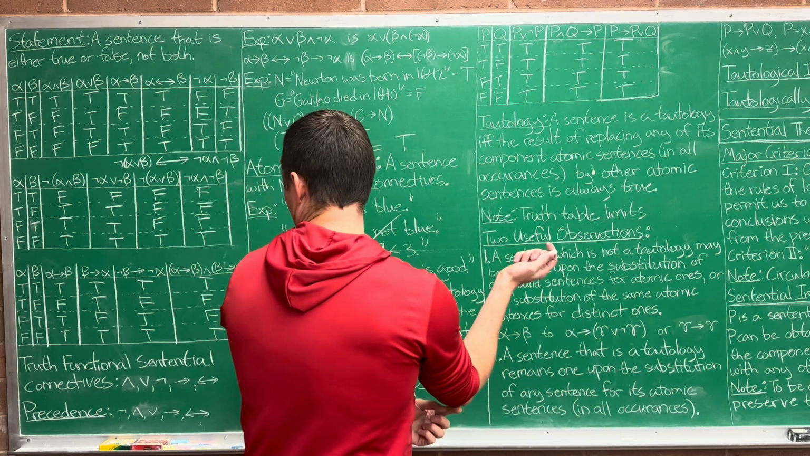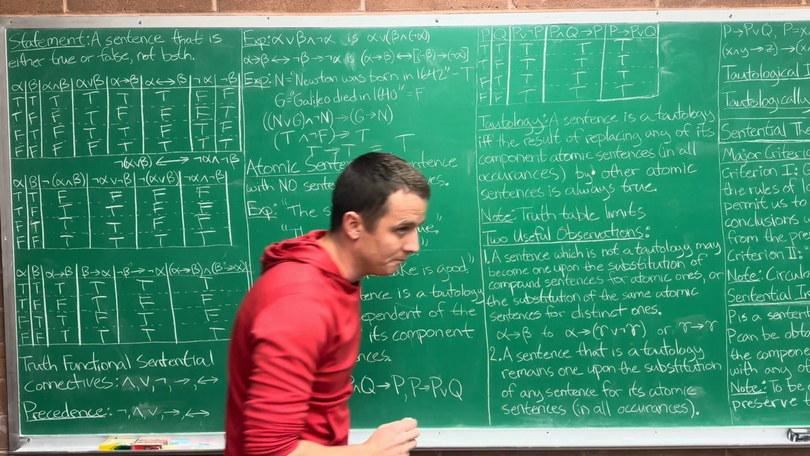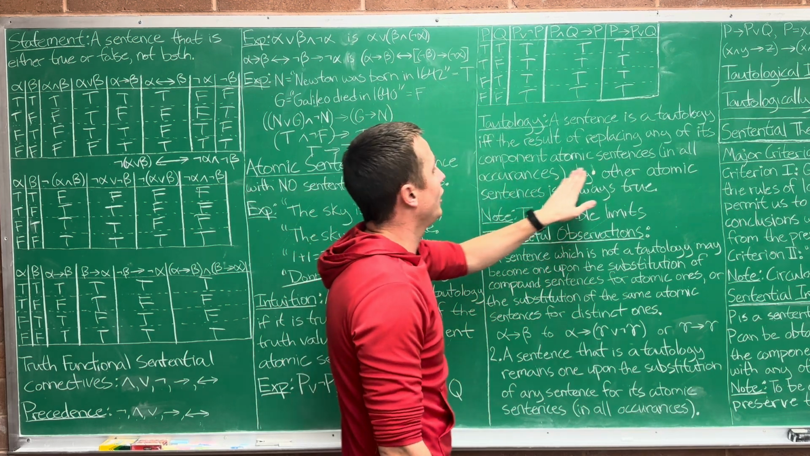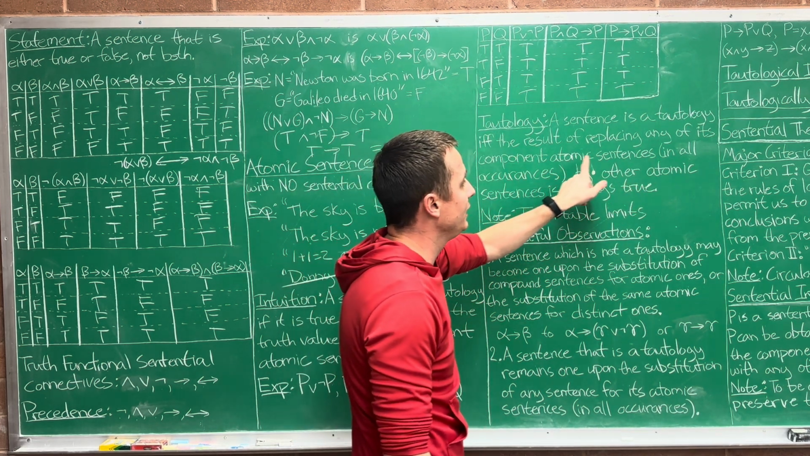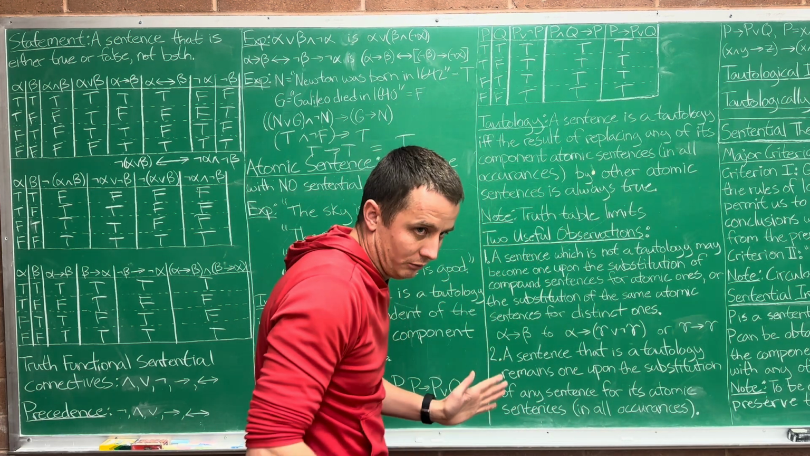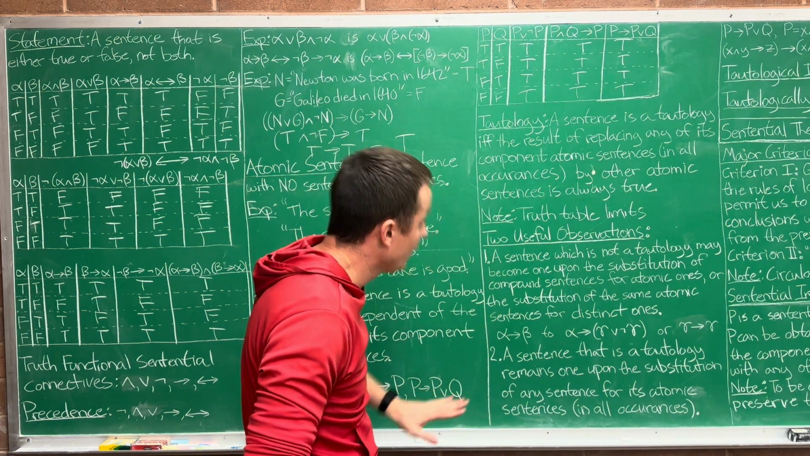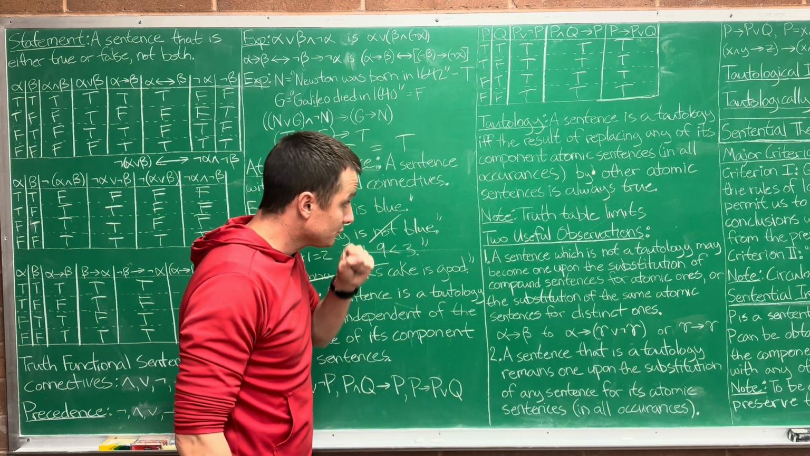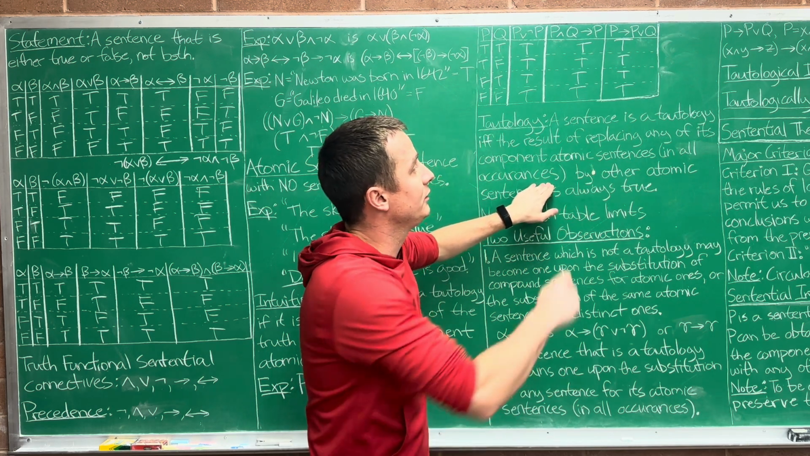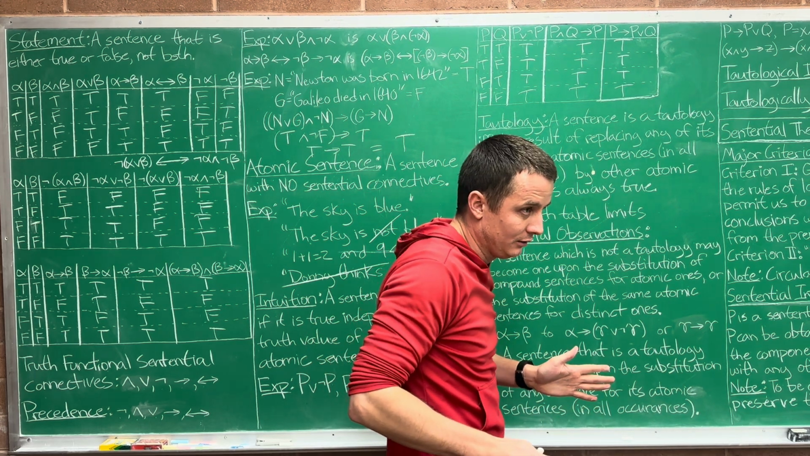Okay, so that gave you intuition for what a tautology is. Here's now our definition of a tautology. A sentence is a tautology if and only if the result of replacing any of its component atomic sentences in all occurrences by other atomic sentences is always true. If no matter how you replace its atomic sentences, the result is always true, then you have a tautology. Now we had to put one little limitation on there. We said in all occurrences, which means if I replace one variable with a sentence, I have to replace the same variable with the same sentence again.